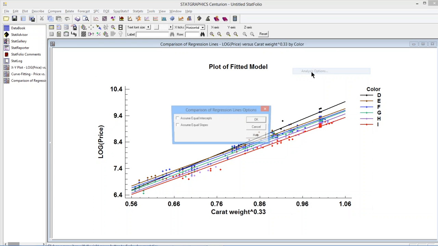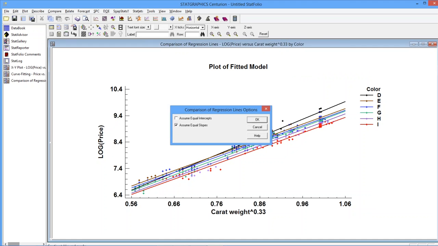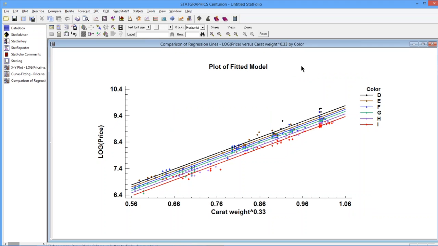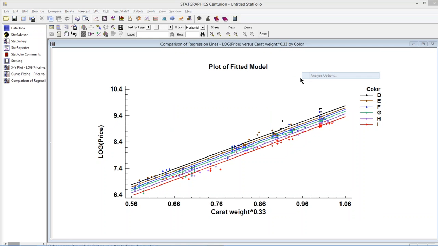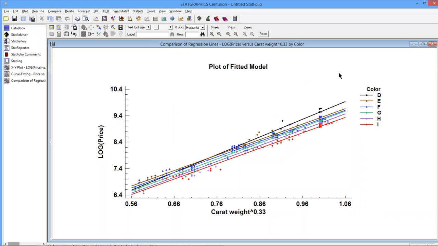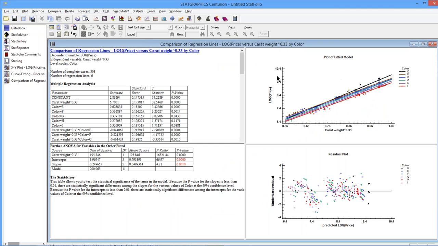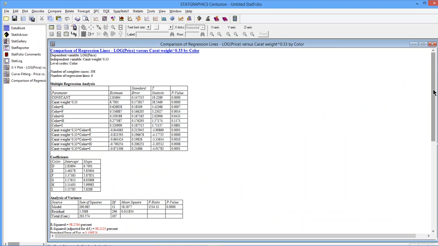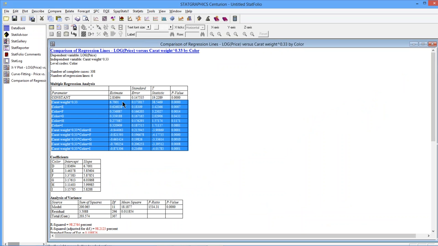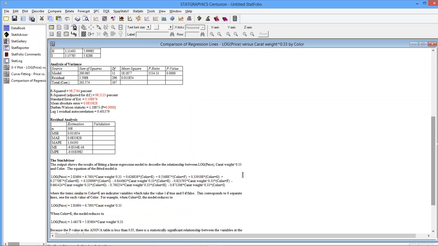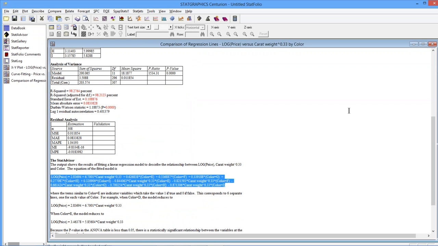If I could, I'd press the right mouse button, go to analysis options, and for example, say assume equal slopes, in which case it'll fit parallel regression lines. But in this case, that's not true, so I'm going to have separate slopes for each. Now, by the way, if you want to see the fitted regression, you can look over here at the analysis options, and you can see in a table here that there are coefficients: a constant term, a coefficient on caret weight, coefficients on each of the five indicator variables, and also terms involving the cube root of caret weight times the indicator variables. If you really want to see the model, down at the bottom, the stat advisor has written out the complete mathematical model for you to look at.